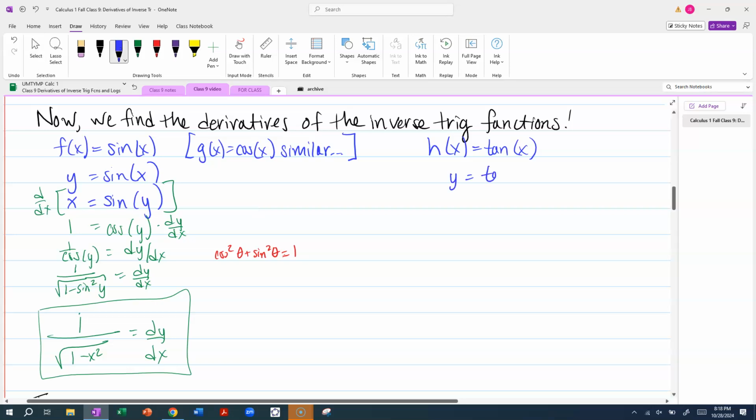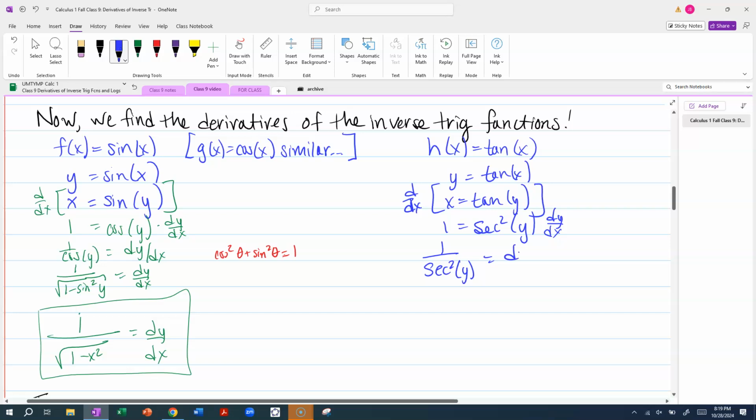So I'm going to do y is equal to tangent of x. Switch inputs and outputs: x is equal to tangent of y. Differentiate this with respect to x, d dx. Then I get 1 is equal to secant squared of y times dy dx. So then dy dx is 1 over secant squared, just mirroring the steps that we did with sine.